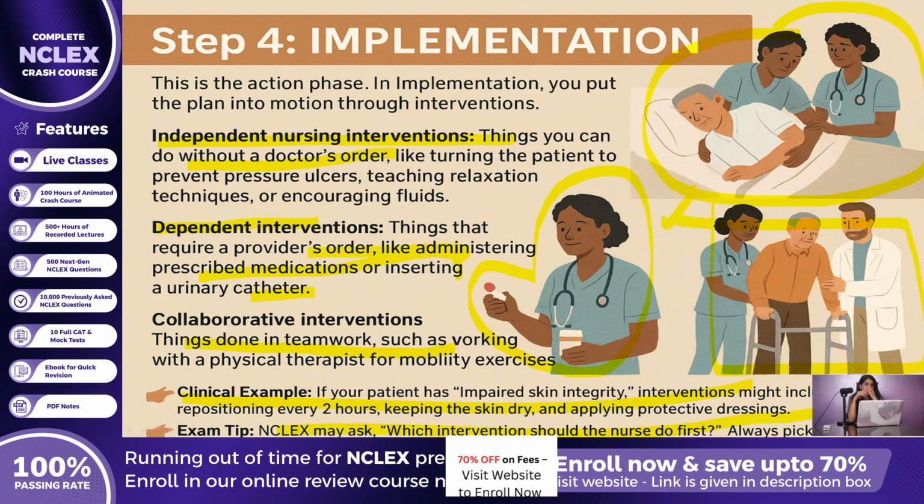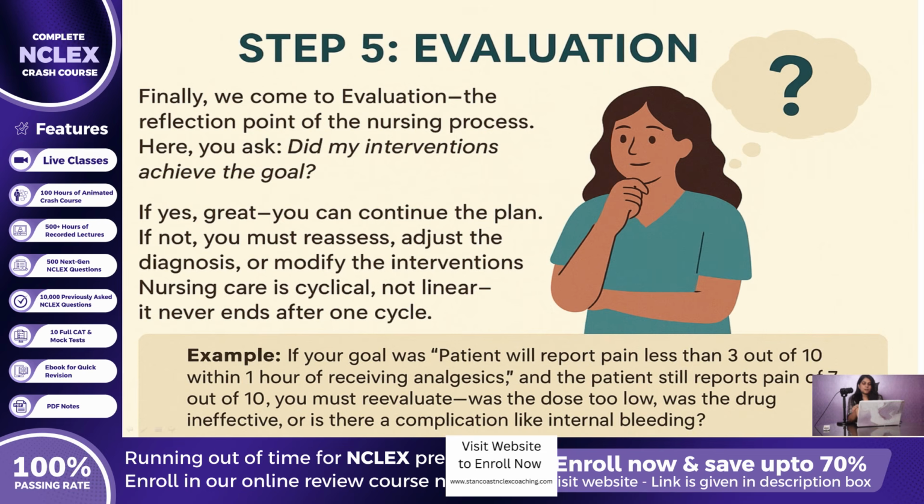Step 5. Evaluation. Finally, we come to evaluation, the reflection point of the nursing process. Here, you ask, did my interventions achieve the goal? If yes, great, you can continue the plan. If not, you must reassess, adjust the diagnosis, or modify the interventions. Nursing care is cyclical, not linear. It never ends after one cycle.